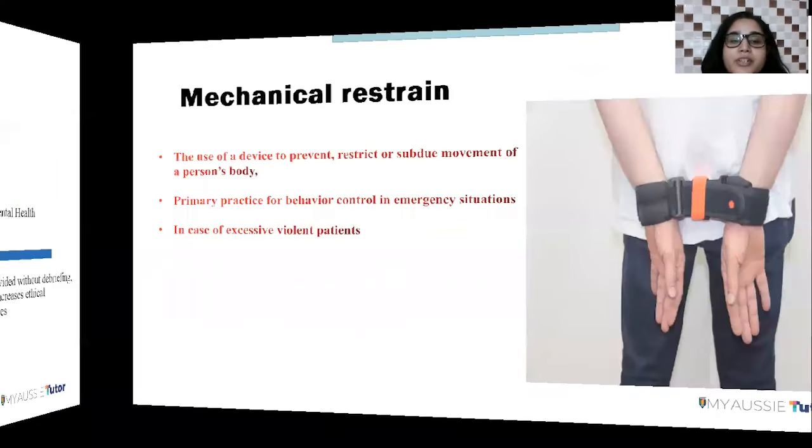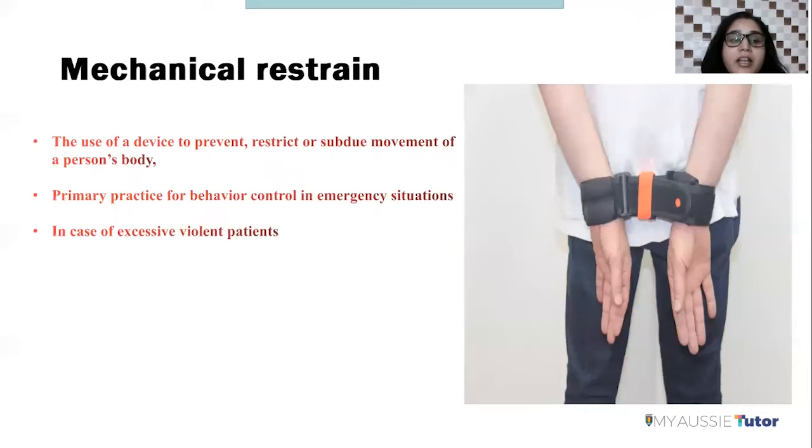Moving further, we'll try to understand mechanical restraint. It is basically the use of a device to prevent, restrict, or subdue movement of a person's body. It is a primary practice that is followed by most of the organizations in health and healthcare to manage behavior control in emergency situations, such as in intensive care units. In case a person is excessively violent and reflects behavior challenges that can cause harm to the patient or to others, that is also a reason mechanical restraints are applied.